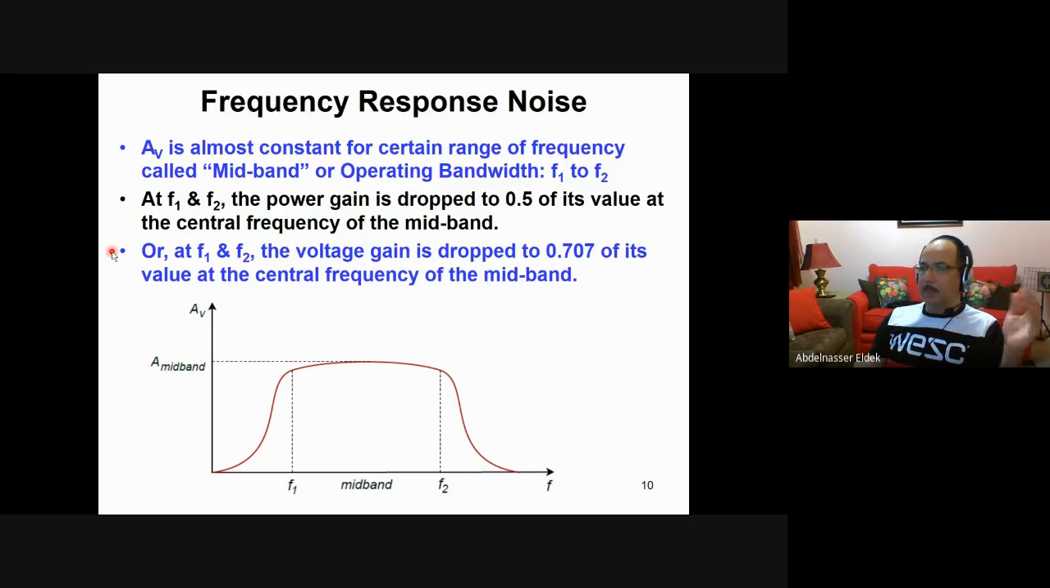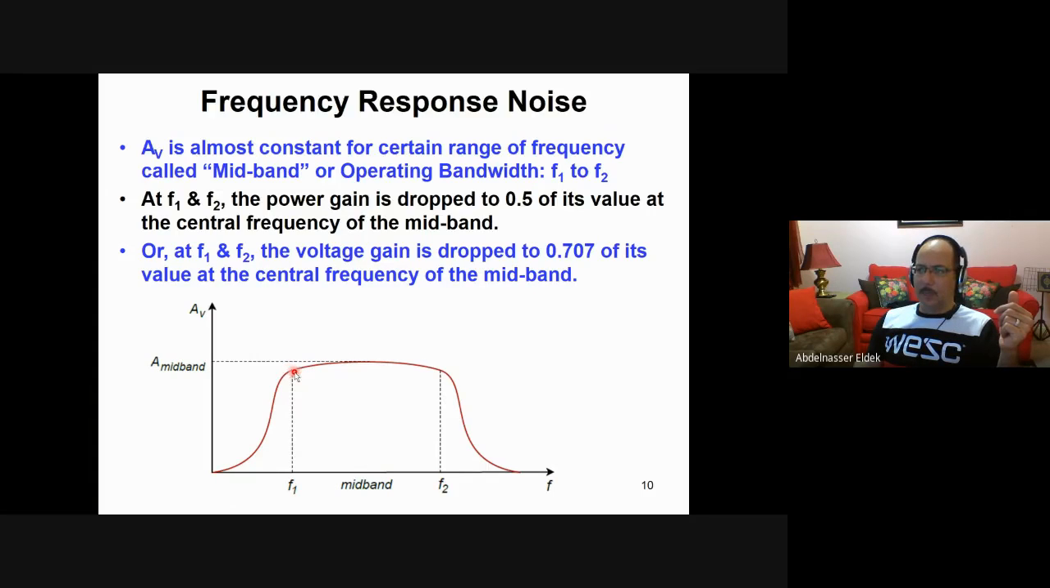The frequency response for an amplifier usually looks like this. It has a starting frequency and an ending frequency, so the amplifier is working in this range. This is the lower frequency, and this is the higher frequency.